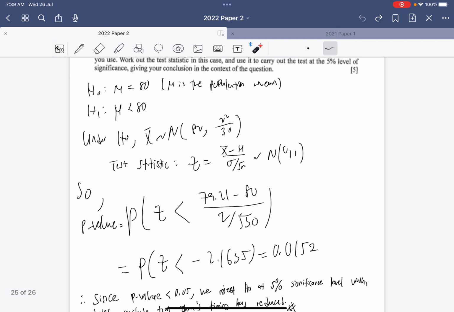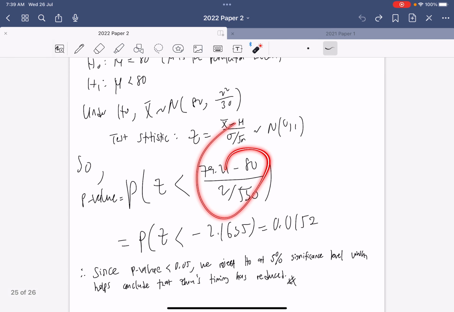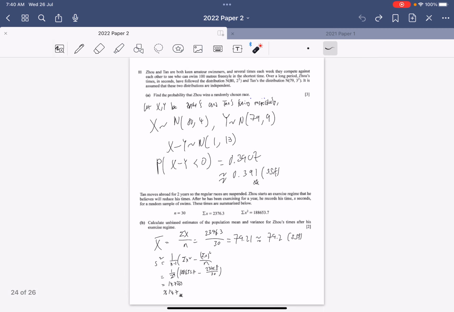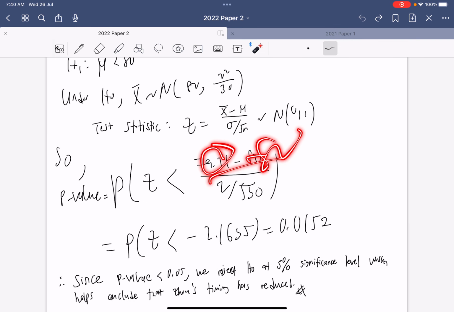and then to find the p-value, because this is just a one-sided tail test, you just need to do one side. You don't need to times 2 or anything. So you just find the z, and then you just sub in the values. Earlier we found that x bar is 79.2, so it's 79.2 minus 80 over 2 over square root 30. And then that gives us that our p-value is 0.0152.